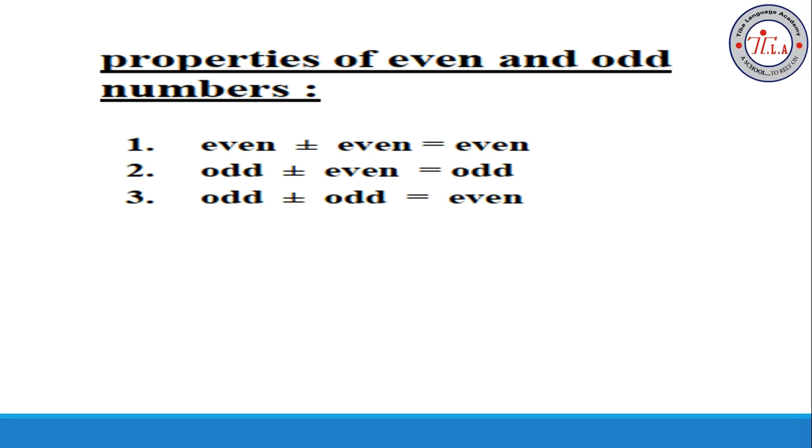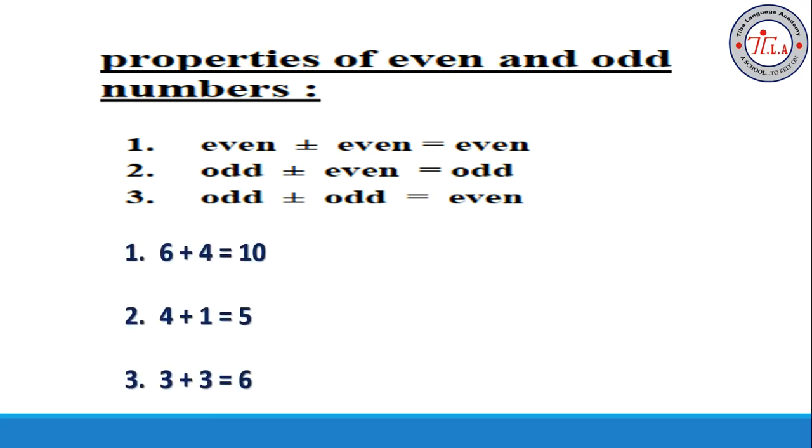If we have even number plus or minus even number equal even number will give us even number. If we have odd number plus or minus even number, the answer will be odd number. If we have odd number plus or minus odd number, the result will be even number.